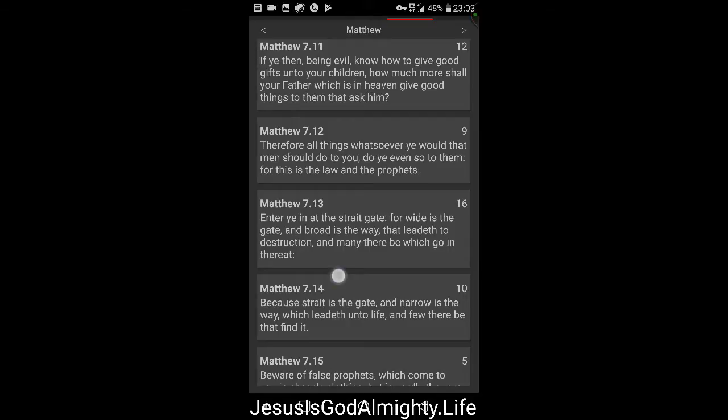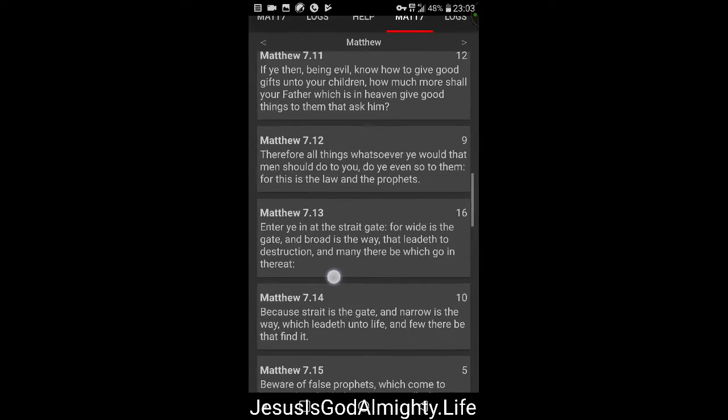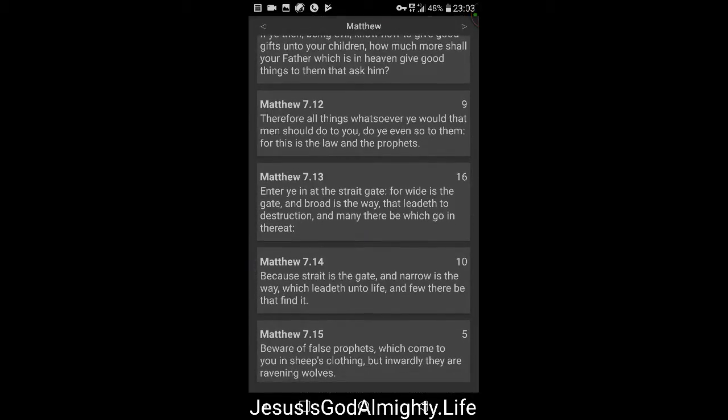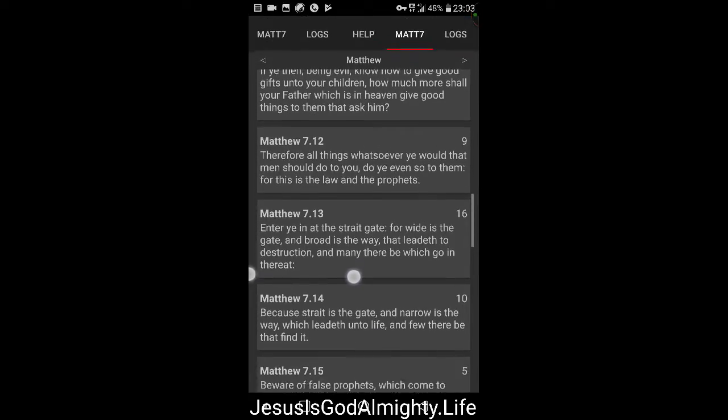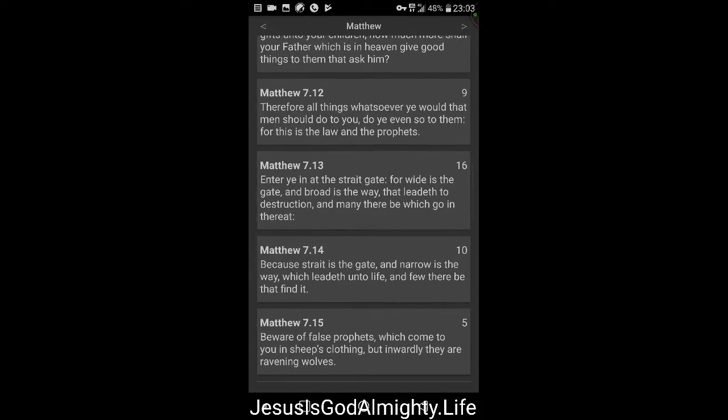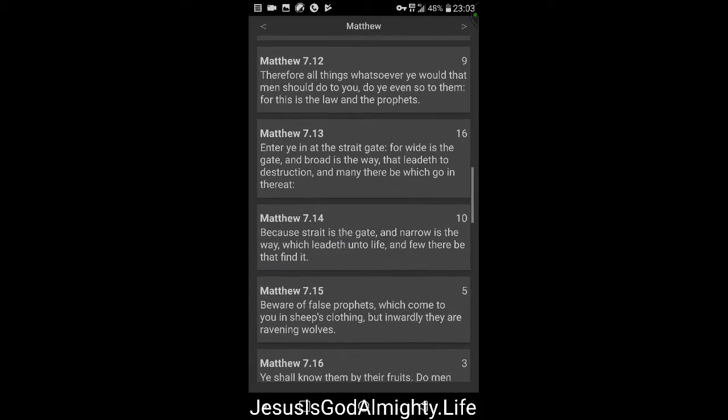Anyway, if ye then being evil know how to give good gifts unto your children, how much more shall your Father which is in heaven give good things to them that ask him? Did you hear what Jesus said? Your Father is in heaven. He's not in Rome, okay? The so-called Holy Father in Rome and all that. Just total blasphemy.